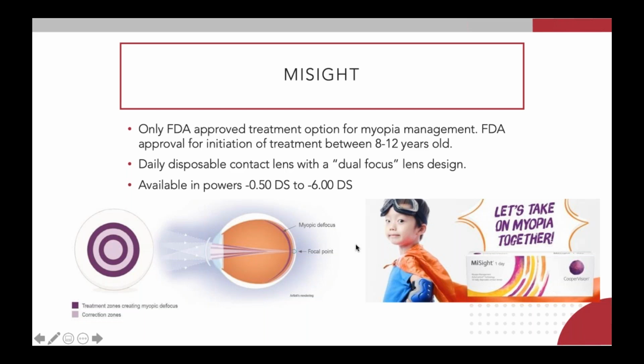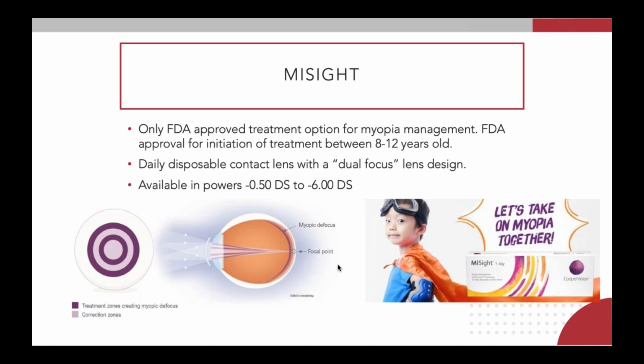This is the MySight lens. This is the only FDA approved treatment option for myopia management, and the FDA approval was for initiation of treatment between 8 and 12 years of age. This doesn't mean that you can only put children between 8 and 12 years of age into this lens. This is just what they got their FDA approval for through their study.